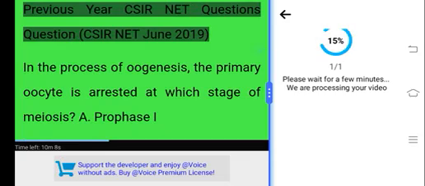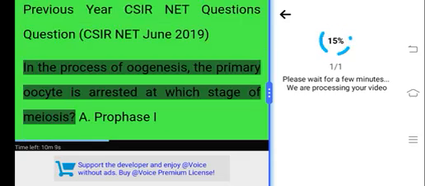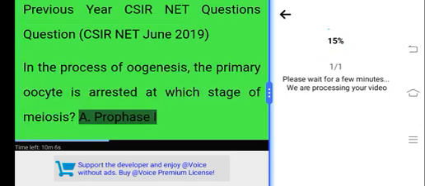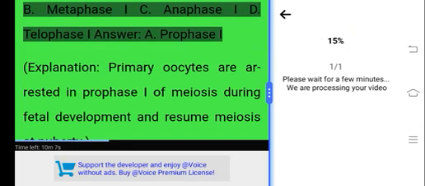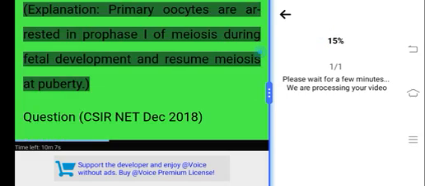Previous year CSIR NET questions. CSIR NET June 2019. In the process of oogenesis, the primary oocyte is arrested at which stage of meiosis? A. Prophase I. B. Metaphase I. C. Anaphase I. D. Telophase I. Answer: A, Prophase I. Explanation: Primary oocytes are arrested in prophase I of meiosis during fetal development and resume meiosis at puberty.